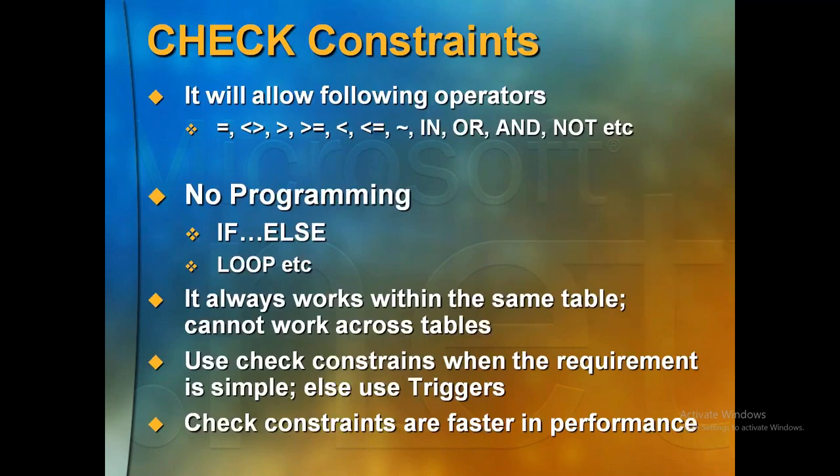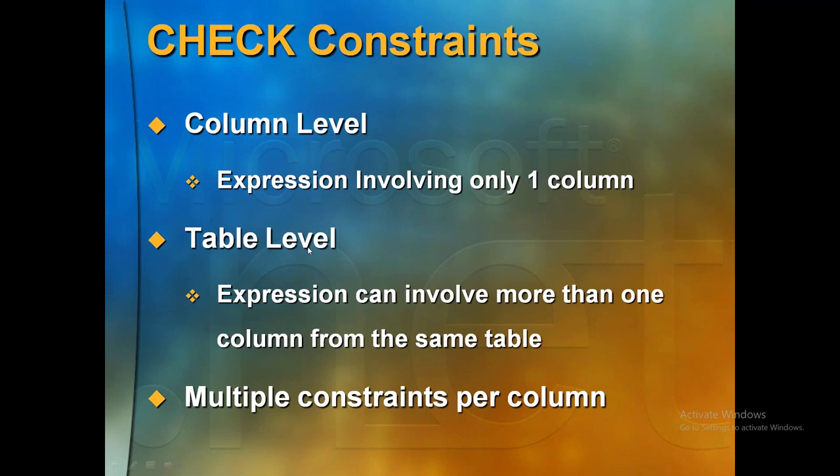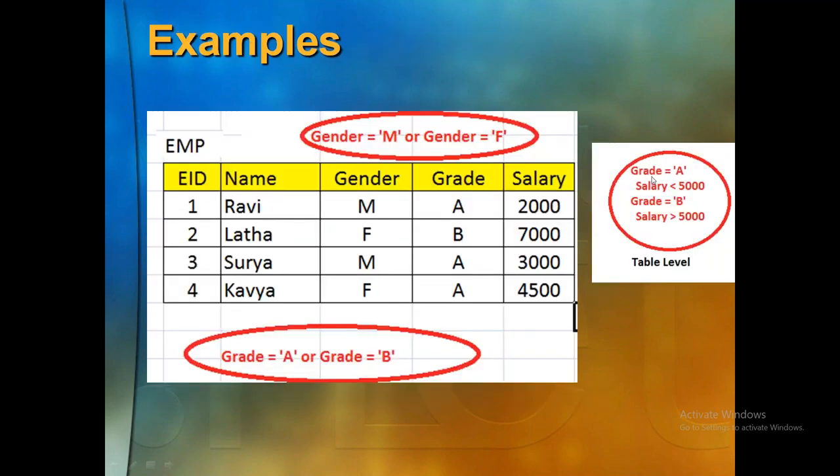Then we have two kinds of check constraint: column level and table level. Column level means the expression involves only one column. Salary greater than zero. Gender can be either male or female. Grade can be either A or B. Only one column is used in the expression. Table level means the expression can involve more than one column. Here grade is one column, salary is another column. If the grade equals A, salary is this much. If the grade equals B, salary is this much. This is table level. These are column level. So salary greater than zero is column level, right?